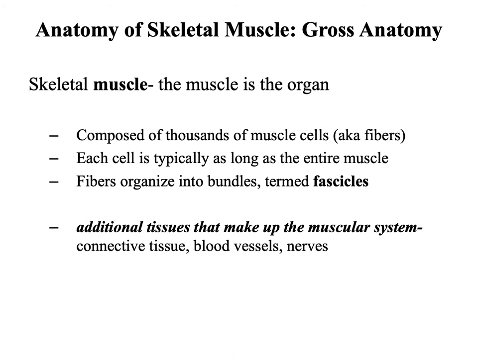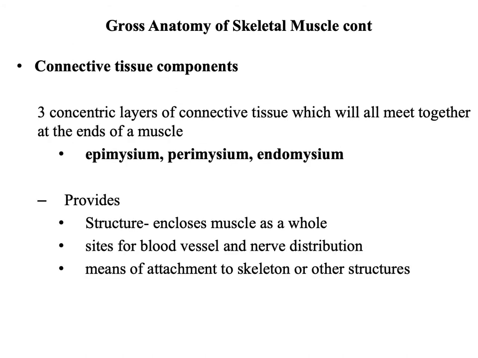Other things you'll find in the muscular system: there's going to be an areolar connective tissue around an entire muscle. We're going to see blood vessels that pass through fascicles and, of course, nerves, because that's what's going to stimulate the muscle. So let's go through those connective tissue components. Your book goes through the different kinds of connective tissues. Don't worry about that. I'm going to show you a picture of the names of those different connective tissue layers and explain why they're important.